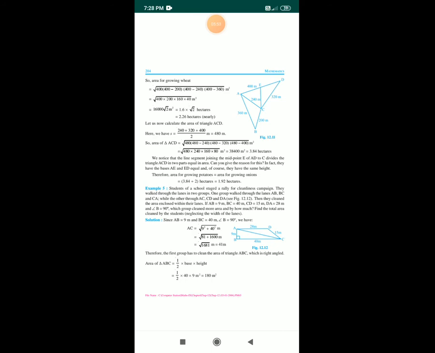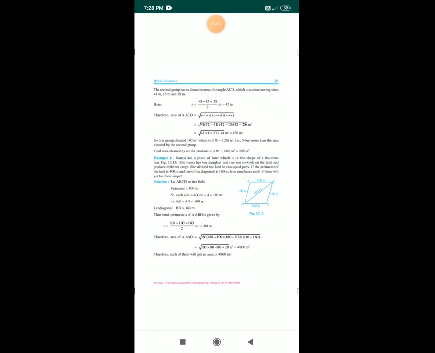And therefore, the first group has to clean the area of triangle ABC, which is right angled. So, area of triangle ABC is equal to 1/2 into base into height. Therefore, 1/2 into base 40 meter multiplied by height 9 meter. So, we get 40 multiplied by 9, 360 divided by 2 is equal to 180 meter square.